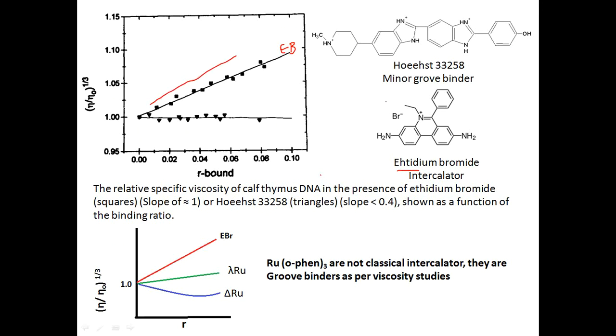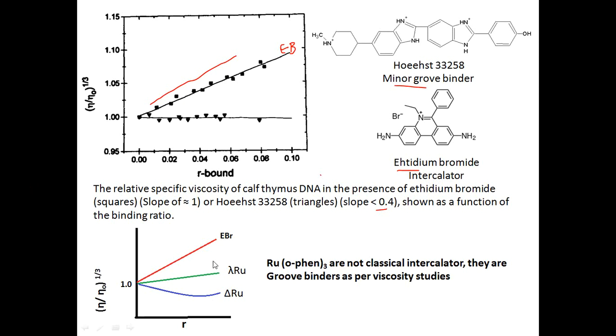So there's a linear increment in the viscosity. But in the case of Hoechst 33258, which is a minor groove binder, this is the structure for it, its viscosity is not increasing, or it stays constant or slightly decreases. So that represents that this particular ligand is not going for intercalation. Its slope is lesser than 0.4, which shows it does not have an intercalation mode of binding.